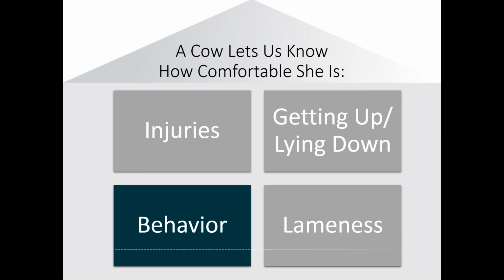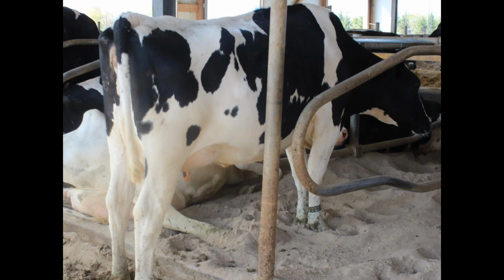Okay. So the third element that we can have a look at to give us clues as to whether our cows are comfortable or not, are the behaviors. We're going to go through them very quickly. Sounds good. No, I think this is important. Just to point out a few things.